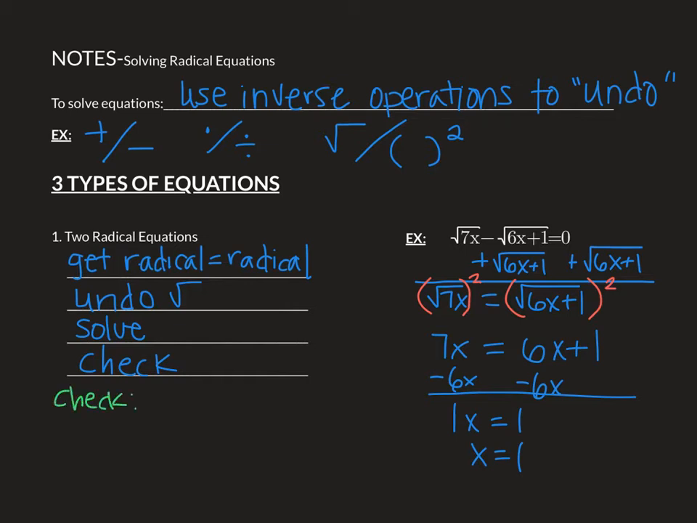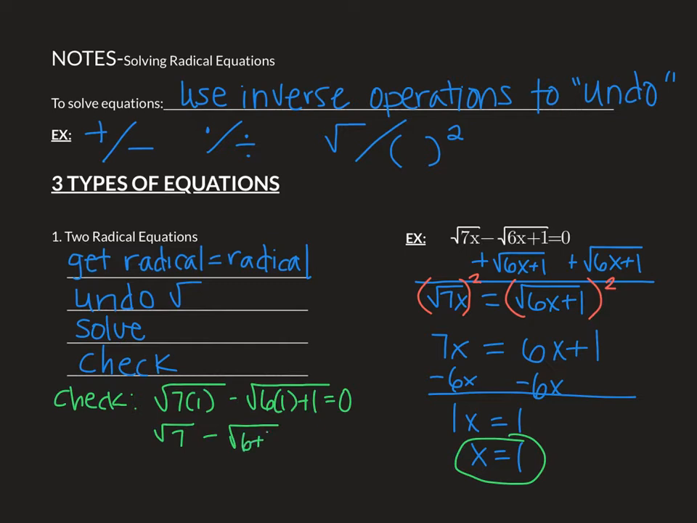Okay, so to check my work, here's what it's going to look like. I am going to plug in x equals 1 into my original equation. So I have the square root of 7 times 1 minus the square root of 6 times 1 plus 1 equals 0. And I want to verify that this works. So I get the square root of 7 minus the square root of 6 plus 1 equals 0, which gives me the square root of 7 minus the square root of 7 equals 0. Is that a true statement? Sure. 0 equals 0 is a true statement.